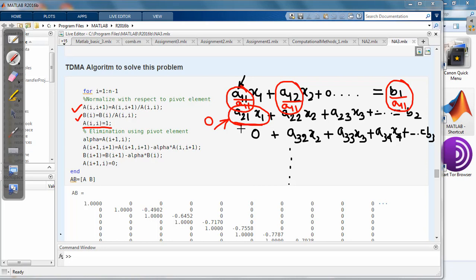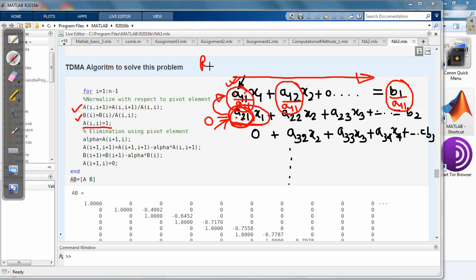So to make this quantity 0, let us take this quantity a21, and we multiply this a21 with the whole row, this complete first row. You multiply it with a21, and then this quantity already becomes 1. When you multiply it by a21, then these two terms will become the same. So you subtract this row from this particular row.